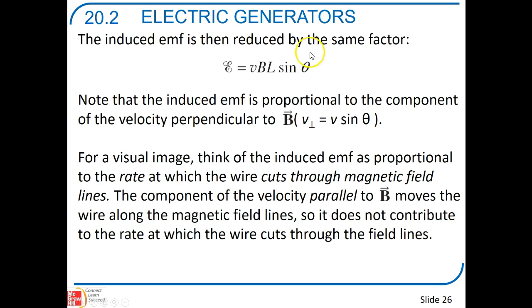The induced EMF is then reduced by that same factor, so that'd be vBL sine of the angle. And that induced EMF is proportional to the component of the velocity that is perpendicular to the magnetic field. So here the perpendicular velocity is v sine of the angle. For a visual image to help you think about it, we can think of the induced EMF as proportional to the rate at which the wire cuts through that magnetic field. It only does it at certain times, and there's a component of the velocity parallel to the magnetic field that moves the wire along the magnetic field lines, and so that doesn't contribute to the rate at which that wire cuts through the field.